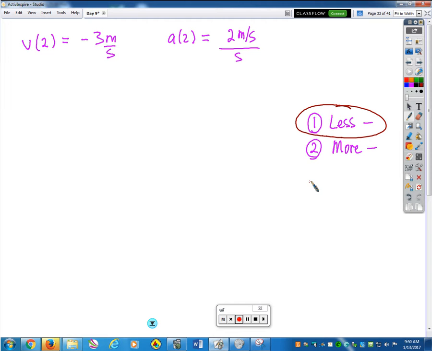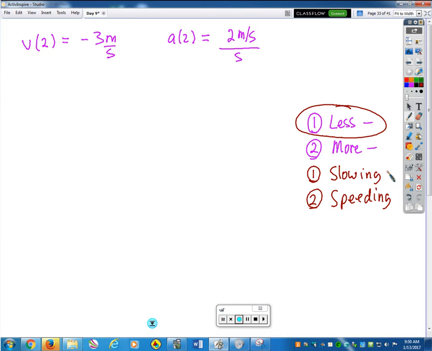Next question. Option 1 or 2. Does that mean the particle is slowing, or does that mean the particle is speeding up? We know the particle is going left because it has a negative value. 1 or 2, is the object slowing or speeding up?